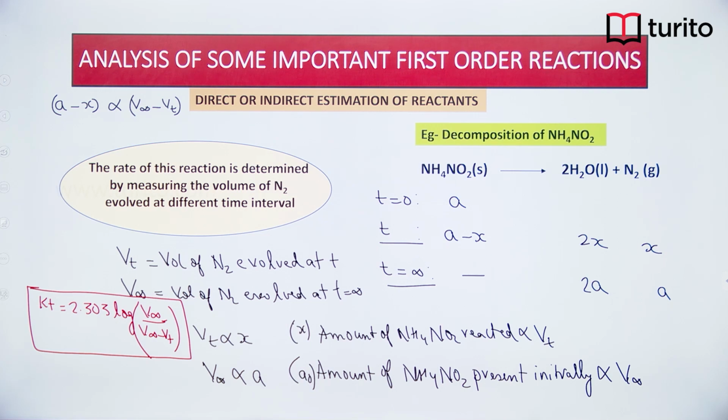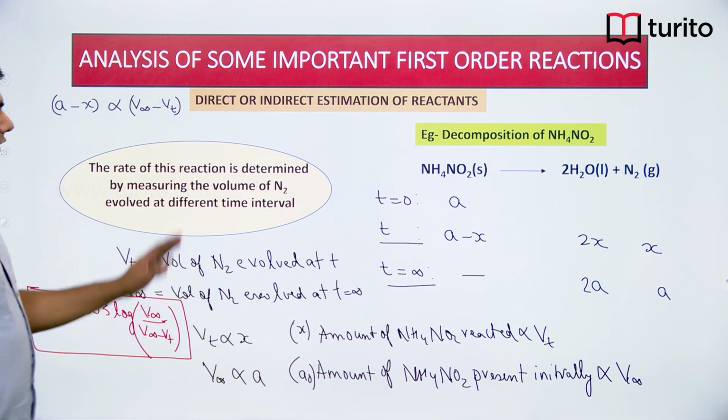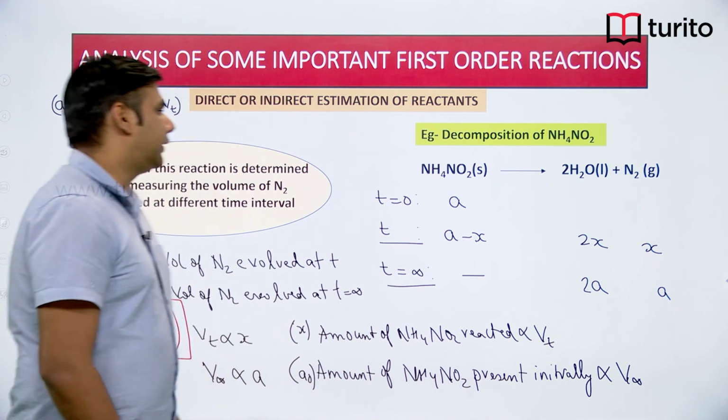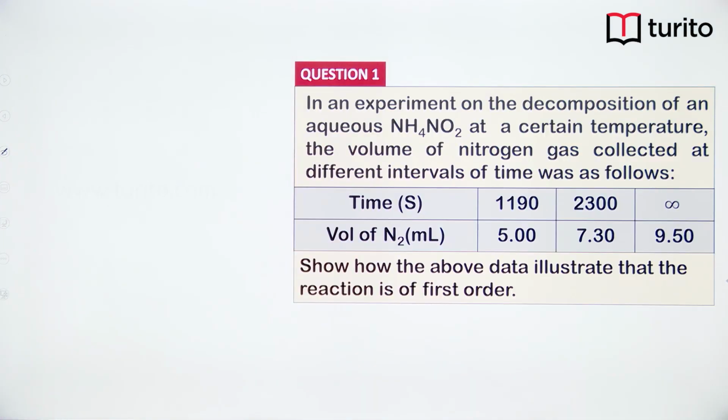We carry out a reaction in the lab. After some time, say 5 minutes, 10 minutes, 15 minutes, we periodically take out a portion of the reaction mixture and analyze it. We can analyze it through titration, or through measuring its pressure or its volume. That is how direct or indirect estimation works. This is the estimation of product. So let us solve this question.